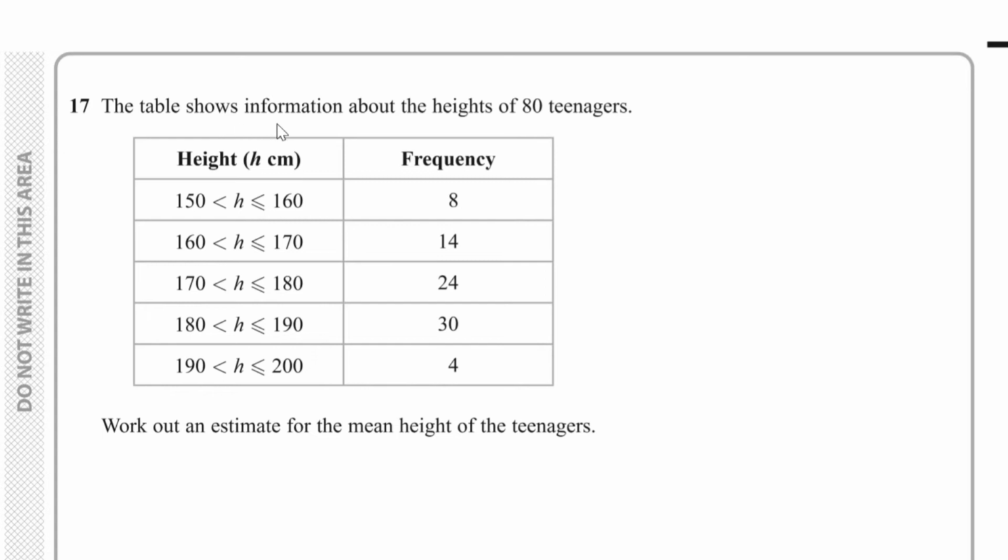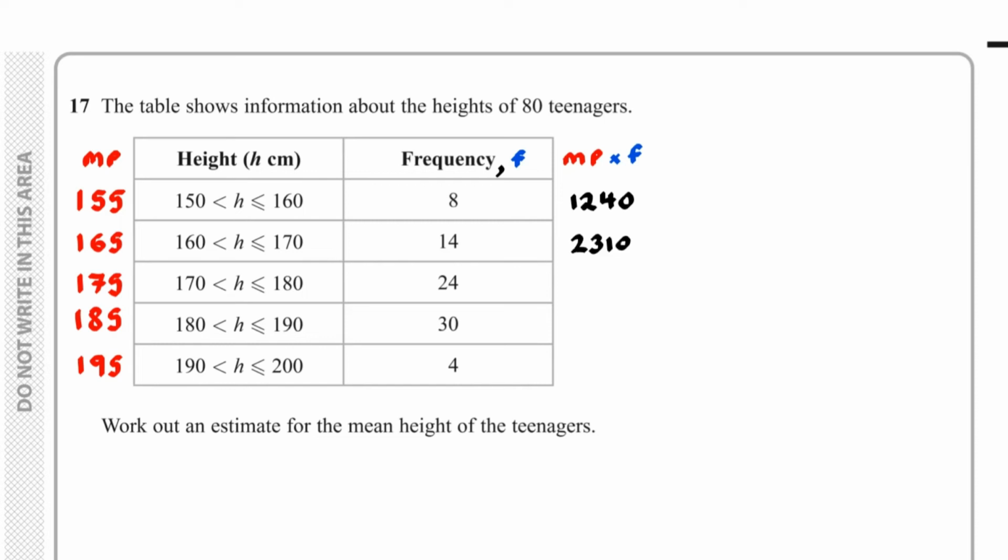Question number 17. The table shows information about the heights of 80 teenagers. We have to work out an estimate for the mean height of the teenagers. The first thing we need to do is find the midpoints of each of these categories. We've got 155, 165, 175, 185 and 195. If I call the frequency f, we now need to work out the midpoint times the frequency. 155 times by 8 is 1240. 165 times 14 is 2310. 175 times by 24 is 4200. 185 times 30 is 5550.